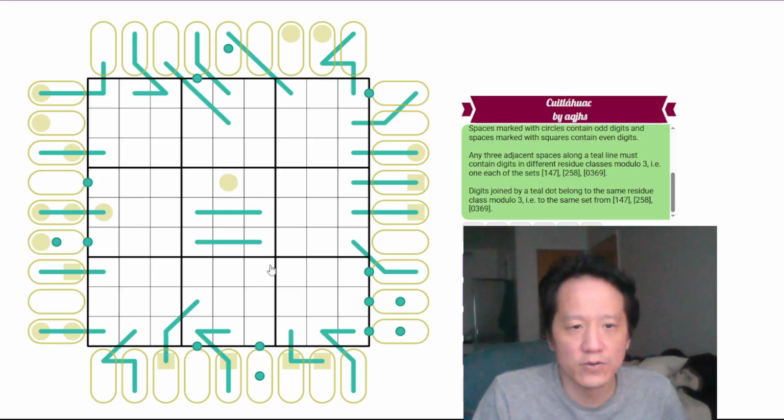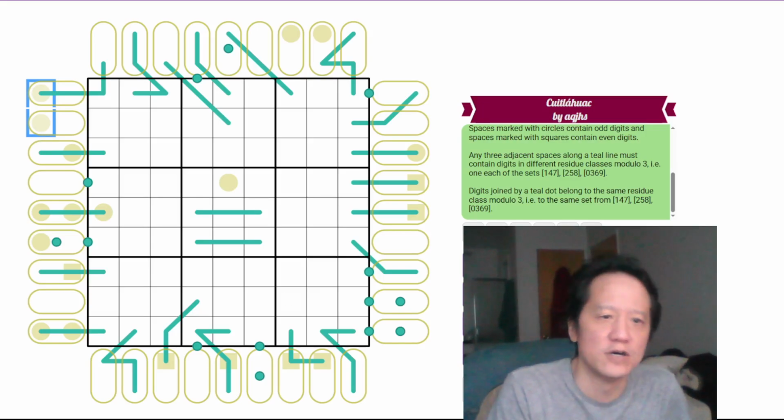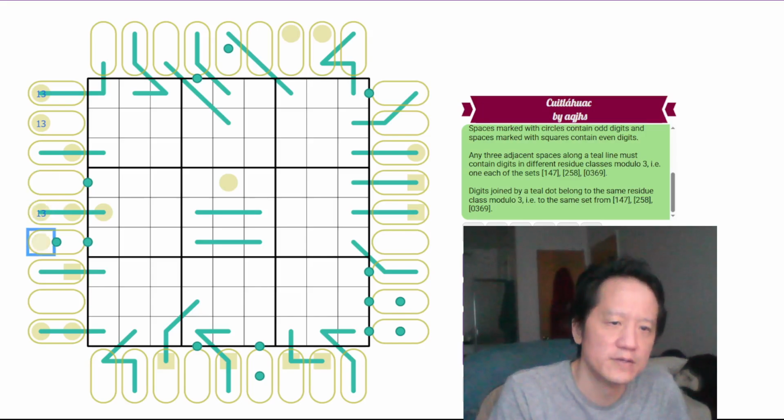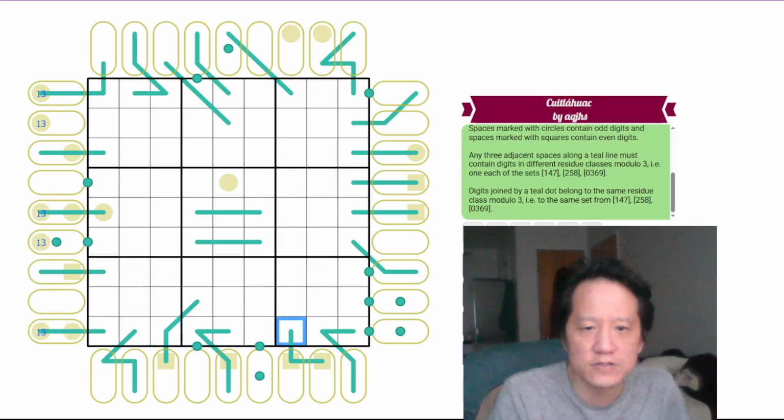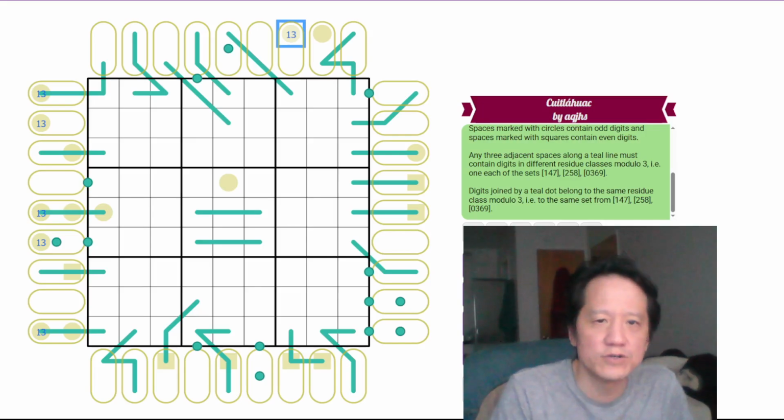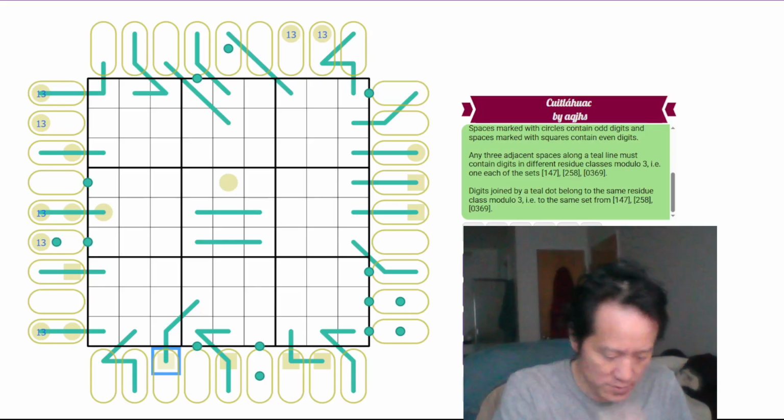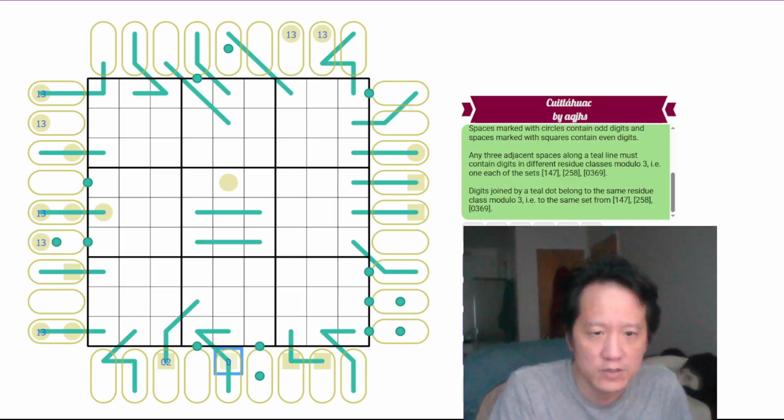Let's go. Okay. All of these digits are odd. If they are in the leftmost column, they are 1 and 3. If they're in the topmost row, they're 1 and 3 also. So this is 1 or 3, and this is 1 or 3. We also have squares. If they're in the topmost row, they are 0 or 2 here.